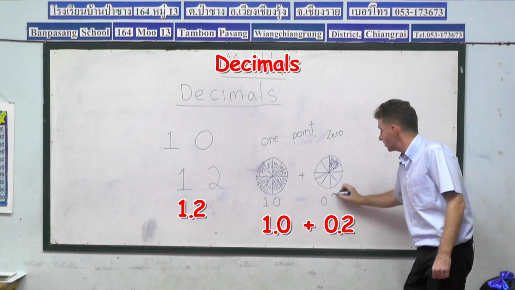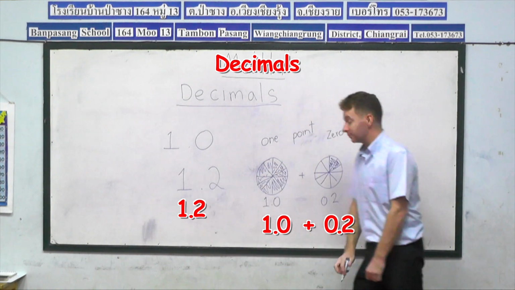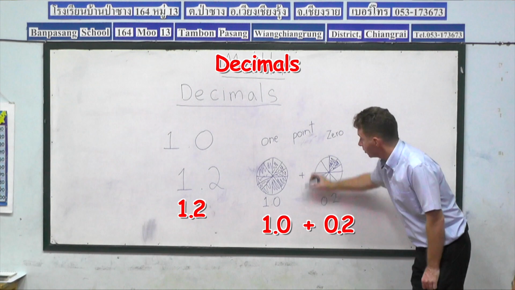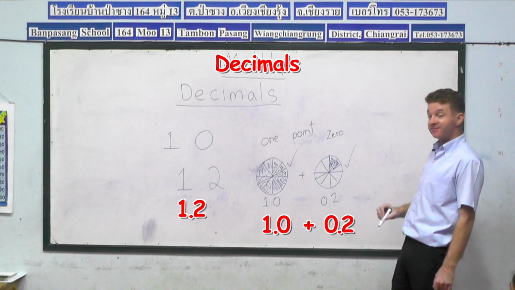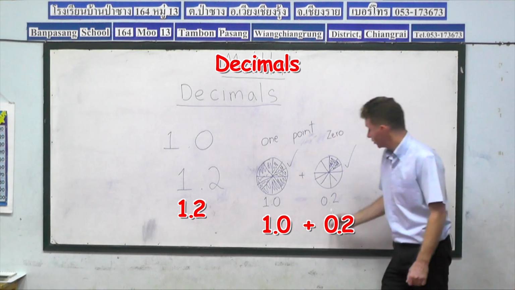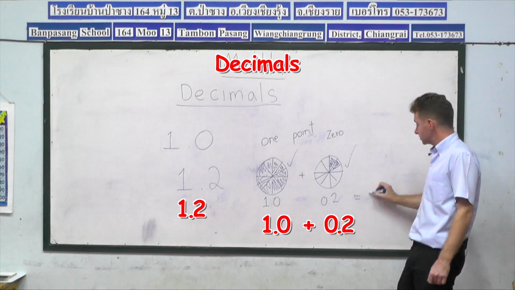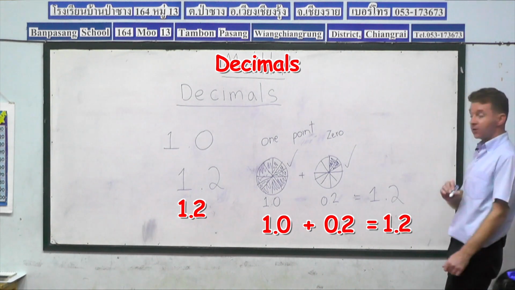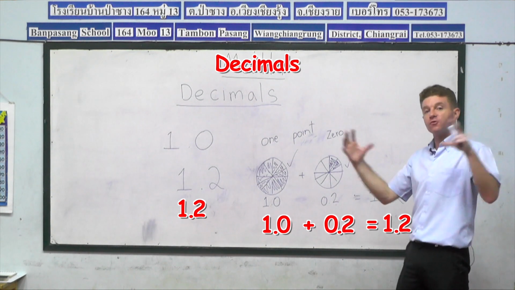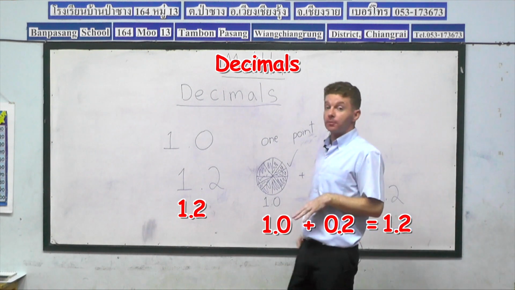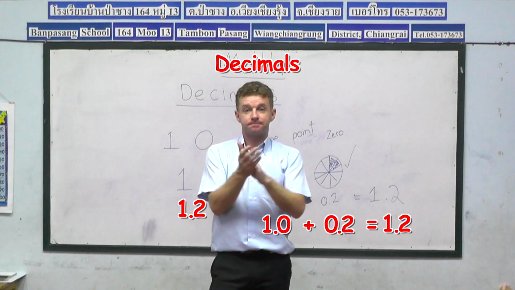Because it's 0.2. So 1.2 is a mixed decimal that's based on 1.0, which is the whole, and then 0.2, which is the decimal. Because 1.2, 1 plus 0.2 equals 1.2. And this is what we mean when we talk about mixed decimals, putting the two of them together to create the one number. And that's what we're going to look at today. So well done, guys, that was brilliant.